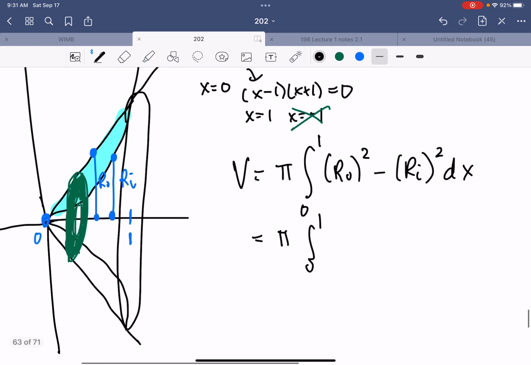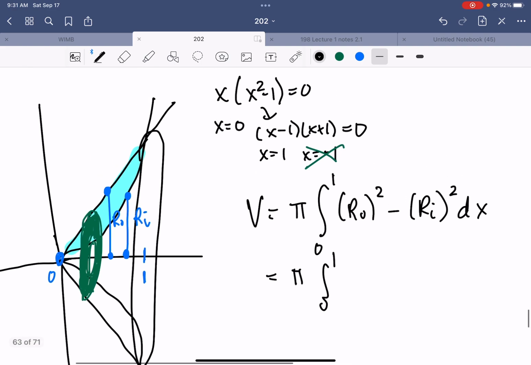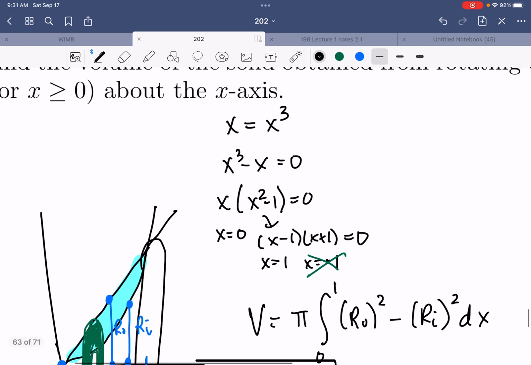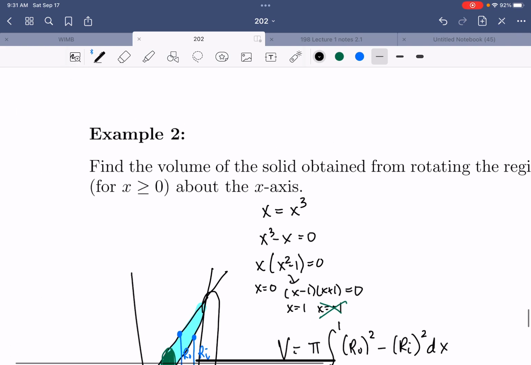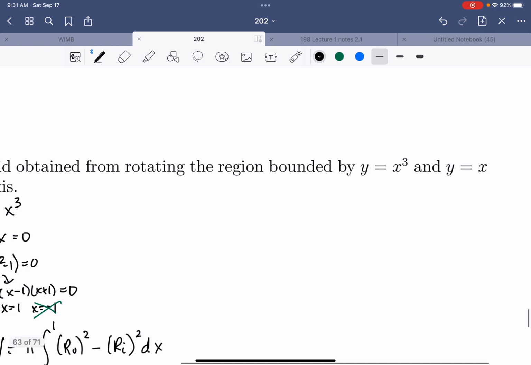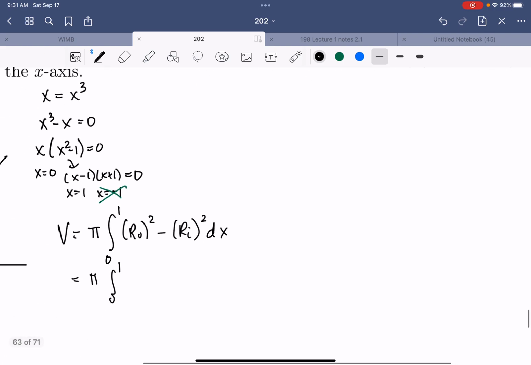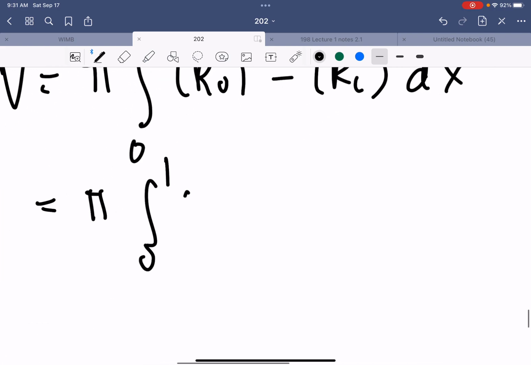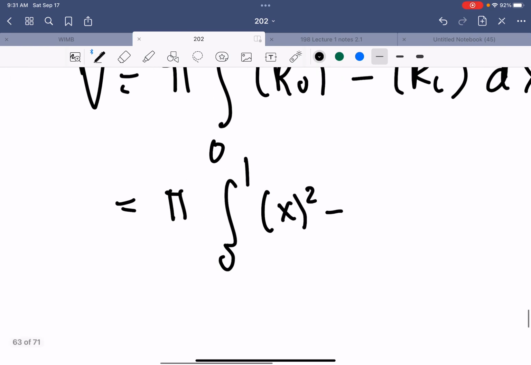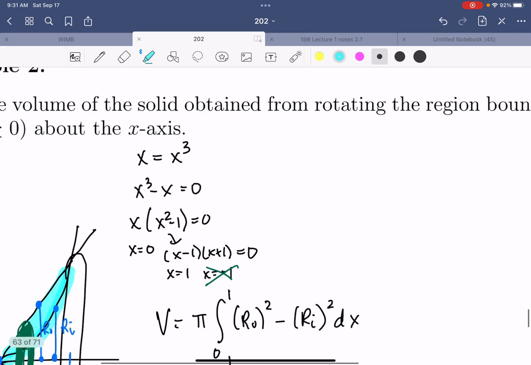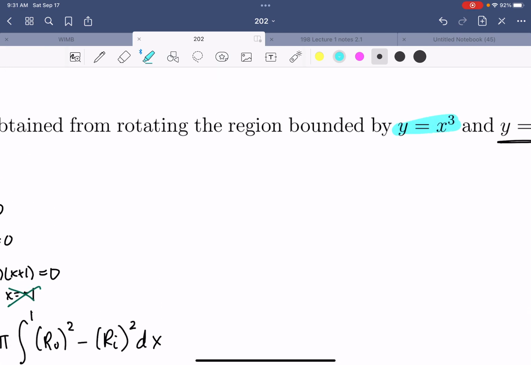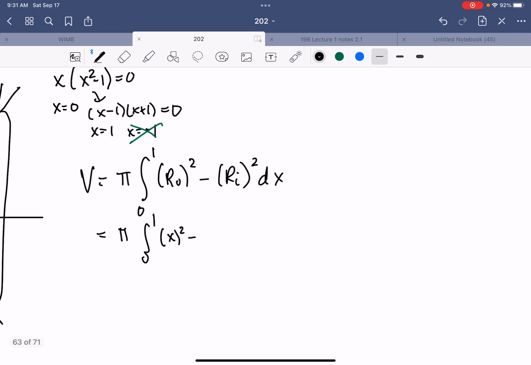My r outside is the first one I drew there that goes all the way out to that line, and so that means I'm going to use the line as my radius. The height of that line is the radius of the outside, and that is my line, which is y equals x. So my RO is just x. My RI then is the inside function. It's that curve that goes right here. And the curve is the x cubed one. That's this one. So my RI is x cubed.